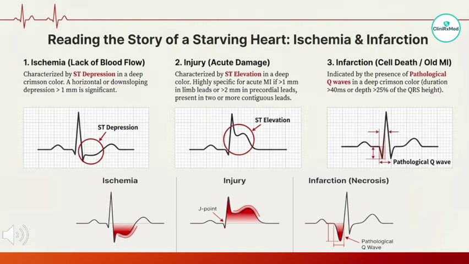This slide covers the critical progression of a myocardial infarction. Ischemia, indicated by ST depression greater than 1 millimeter, representing a lack of blood flow.